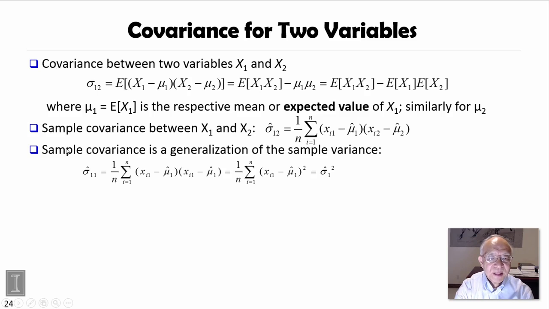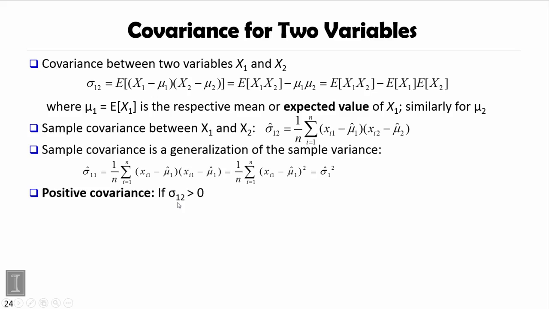Actually, the sample covariance can be considered a generalization of sample variance. For example, originally we look at the two variables x1 and x2 and their covariance. But if we replace x2 by x1, that means we just look at the one variable x1 and its covariance with itself. Then in the sample covariance formula, we change the index from i2 to i1 and mu2 hat to mu1 hat. Then we derive this formula. This formula is essentially sigma 1 hat squared. So we can easily see the sample variance is just a special case of sample covariance when the two variables are the same.